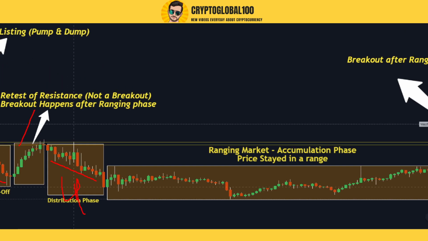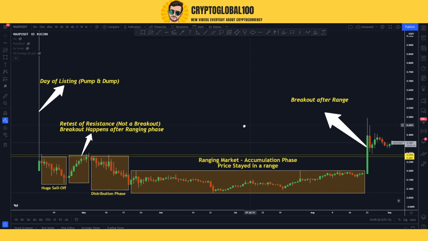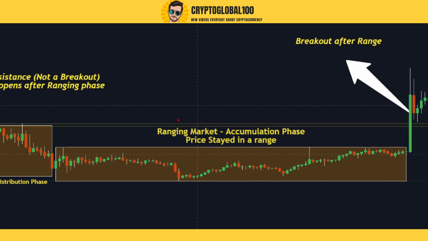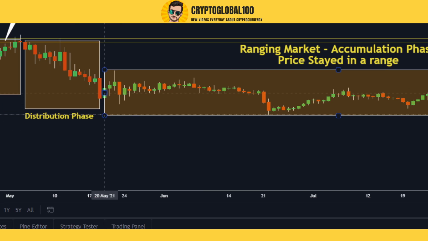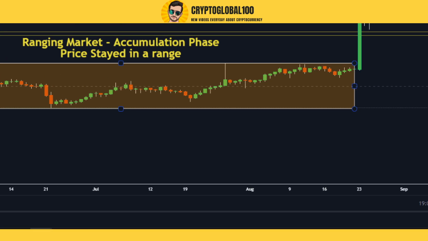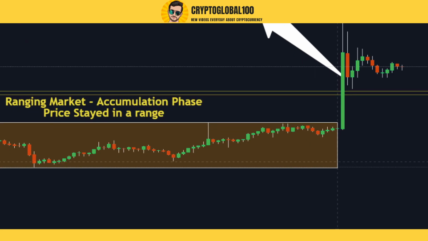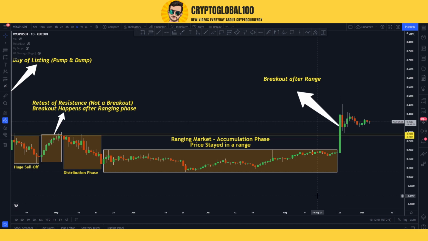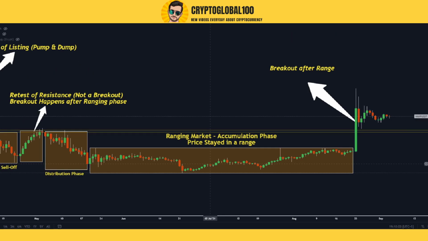Now on the fifth phase, what happens afterwards? You can see here the price went down, went into the ranging market. You can call this accumulation phase. This was the phase where the retailers and the institutes try to accumulate as much as they can. They then wait for the breakout, and you can see here it started from 20 May 21, and it went up to accumulation up to 22nd of August. So it was June, July, August, 3 months of accumulation. So this was 3 months of ranging market.